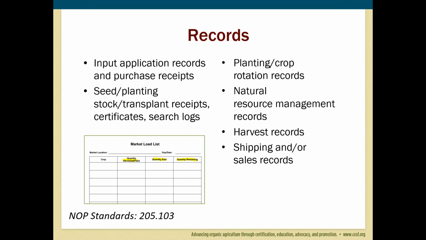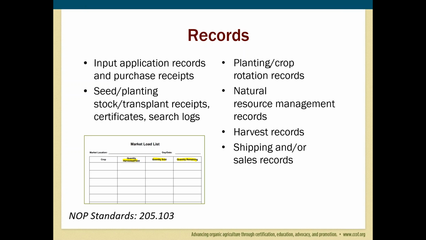inputs that you purchase. A whole manner of records related to seed, planting stock, and transplant, starting with receipts and seed search logs for seed and planting stock, and then organic certificates and receipts for any annual seedlings or transplants you use. Planting and crop rotation records, natural resource management records, harvest records, and shipping or sales records. And I'll give you links to sample forms at the end of the presentation, and those are sample forms that any organic operation can use and adapt to their own specifics.